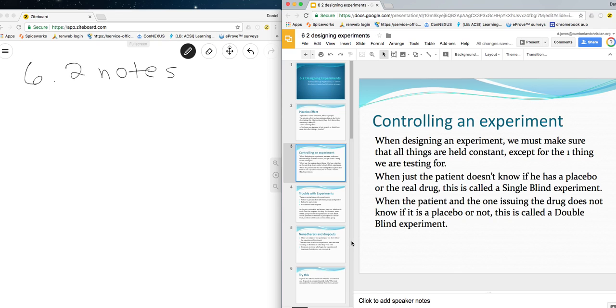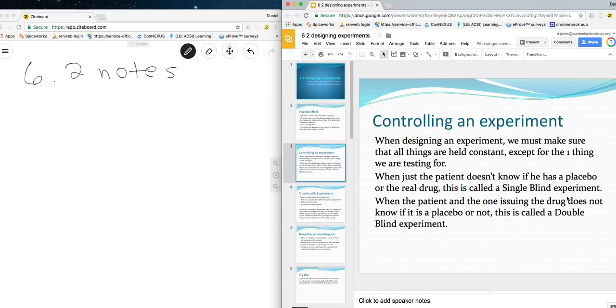One of the most important things in an experiment is making sure that we control it for outside variables so that we are not seeing effects that we don't want to see. So we want to make sure that we're holding everything constant except for maybe one or two things that we're testing for. And so here are some terms that you need to know. When just the patient doesn't know if he has a placebo or the real drug, that's called single blind.